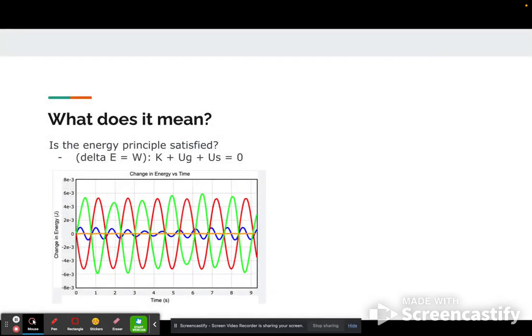What does it mean? Is the energy principle satisfied? So as we can say, our orange line, which is delta E, is equal to zero. So that means that according to what we did in our simulation, the energy principle is satisfied because K plus UG plus US is equal to zero.